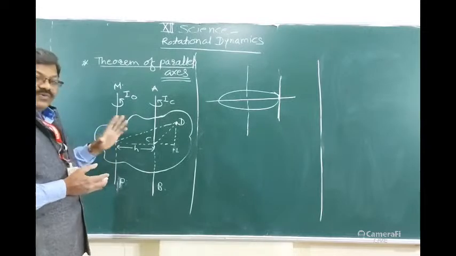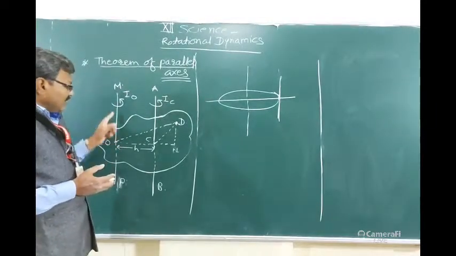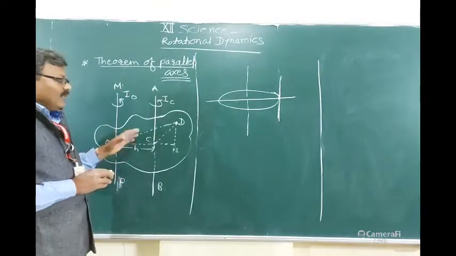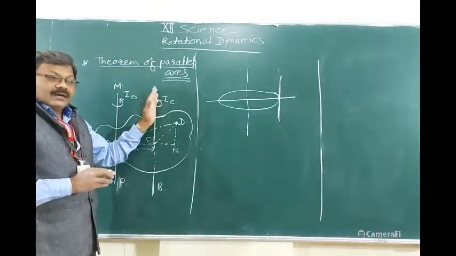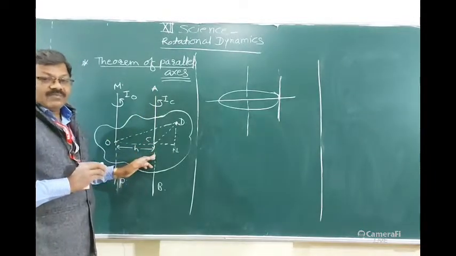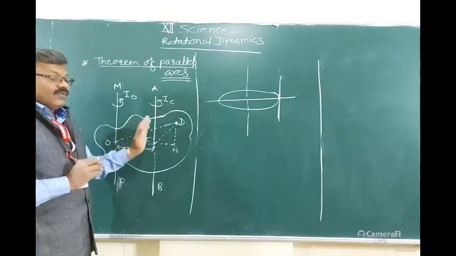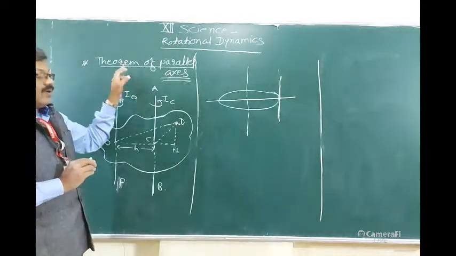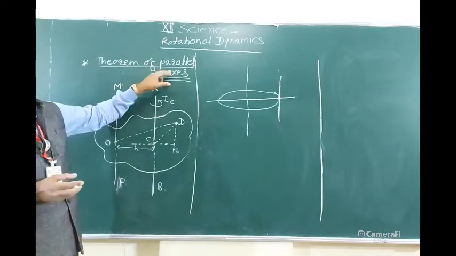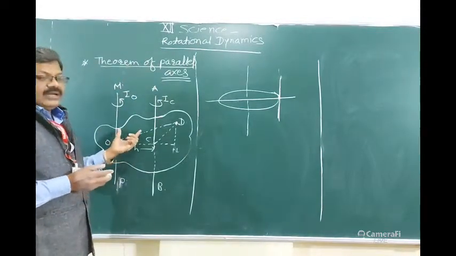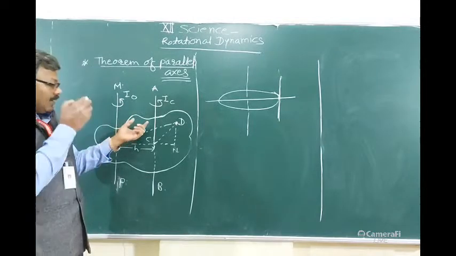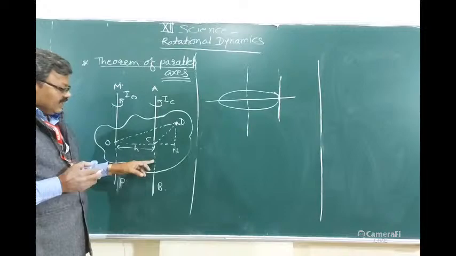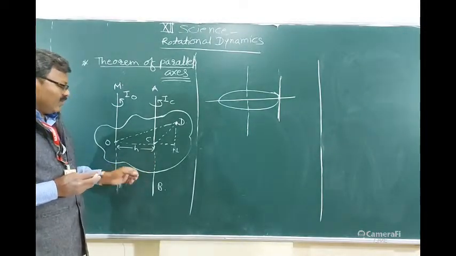Suppose this is the axis, and we want to find the moment of inertia about this axis. But for that, you have to take two parallel axes. Another axis should pass through the center of mass of the body. Then we can apply the theorem of parallel axis. We need two axes parallel to each other, one of them passing through the center of mass of the body.